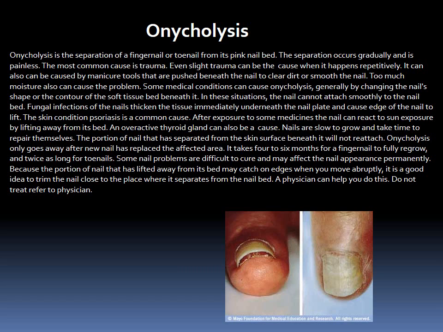Nails are slow to grow and take time to repair themselves. The portion of the nail that has separated from the skin surface beneath it will not reattach. Onycholysis only goes away after the new nail has replaced the affected area. It takes 4 to 6 months for a fingernail to fully regrow and twice as long for toenails. Some nail problems are difficult to cure and may affect the nail appearance permanently.